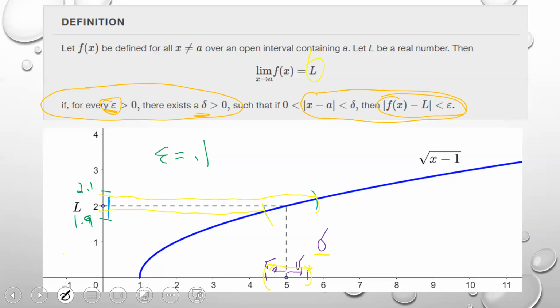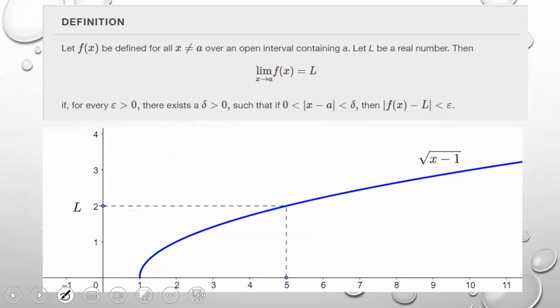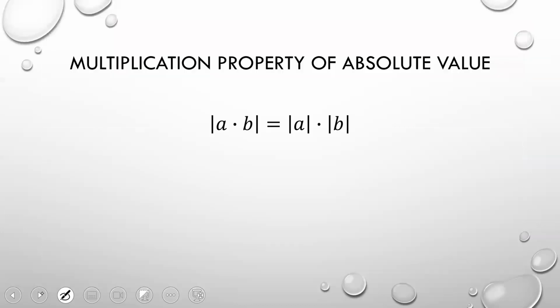Okay, so again, clear as mud, right? Okay, so let's look at how we would actually calculate something like this, or how we could actually check that this definition holds for a particular function or a particular limit. Before we do that, though, first I need to show you a multiplication property of absolute values, because it's going to be important for us.